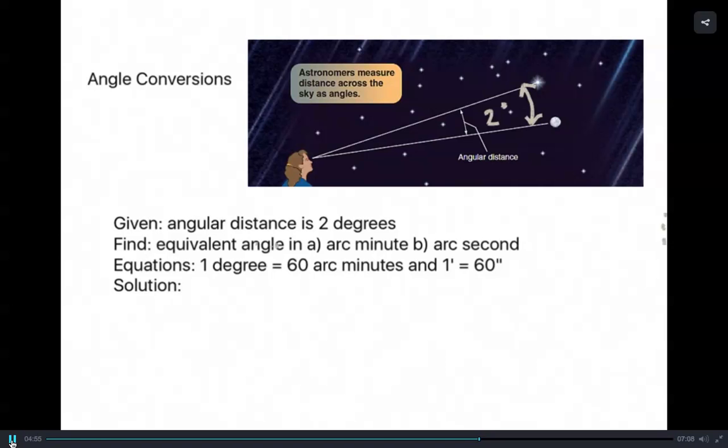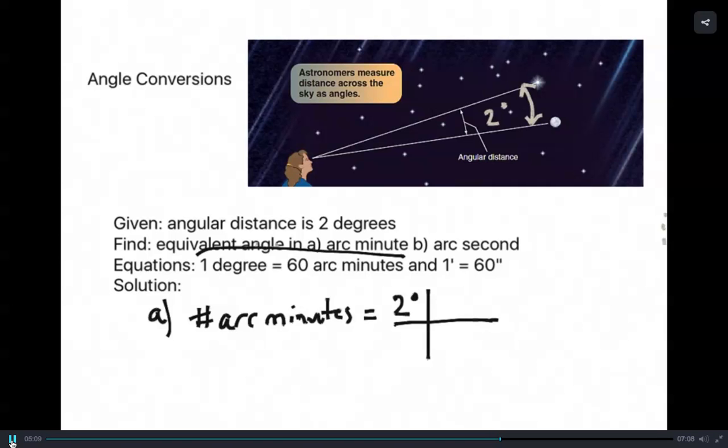So let's use these equations and solve the problem. We want to find the number of arc minutes, and we're going to start with what we're given, which is 2 degrees. We're going to build our railroad track to convert from degrees into arc minutes. Our conversion is right here. 1 degree is equal to 60 arc minutes. So let's solve. 2 times 60 divided by 1 is equal to 120. And a degree unit divided by a degree unit cancels out, and we are only left with the arc minute unit, so we carry it over. And therefore the answer is 120 arc minutes.